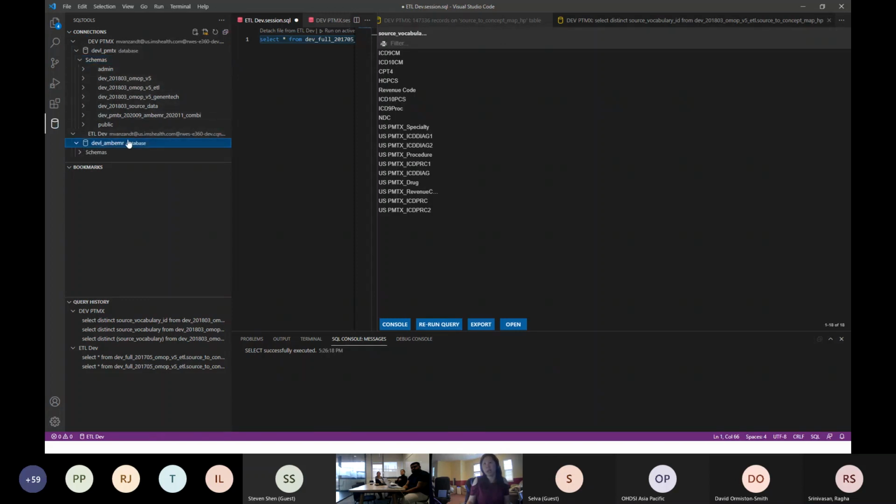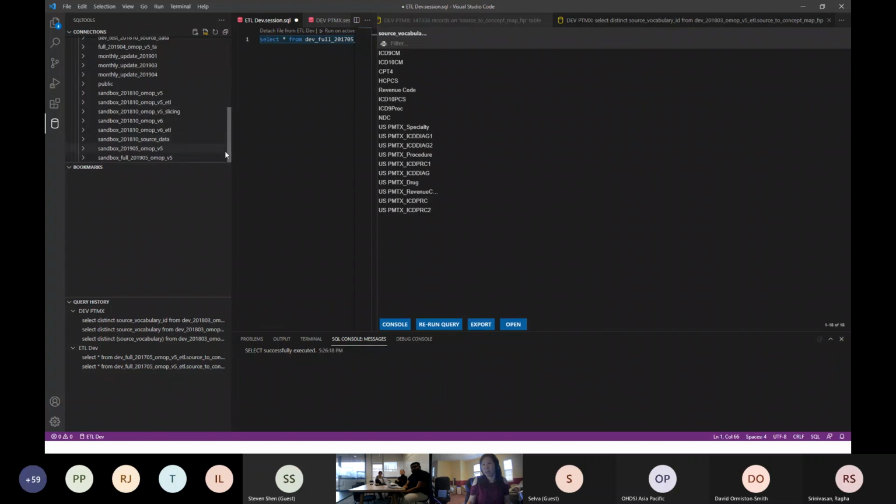So even down here, I have different schemas that, come on, make this bigger. I've not used this in a long time. So you can see I have sandbox schemas in here. I have monthly updates. I have a full versus a dev, right? So see, we name things differently so that we know.